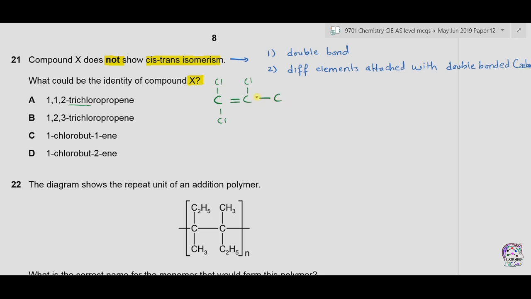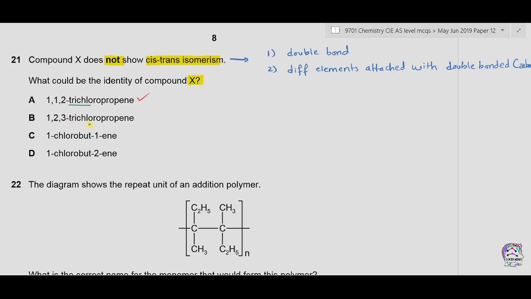Let's find out the conditions. For condition 1, we have a double bond, so yes, condition 1 is met. For condition 2, there must be different elements attached with the double bonded carbon. So we can see both elements are chlorine, so therefore they are the same elements, so condition 2 is not met. So therefore it does not show cis-trans isomerism. So it could be the possible option.